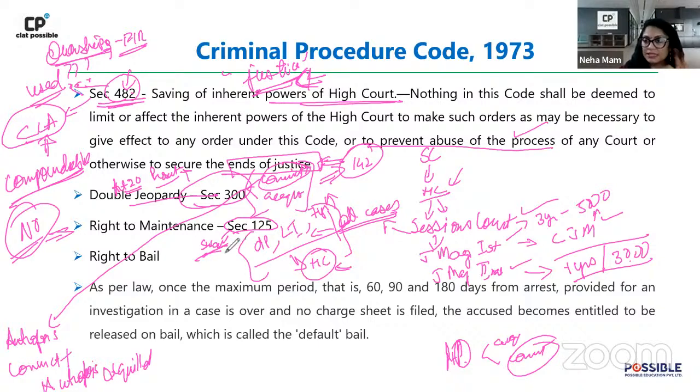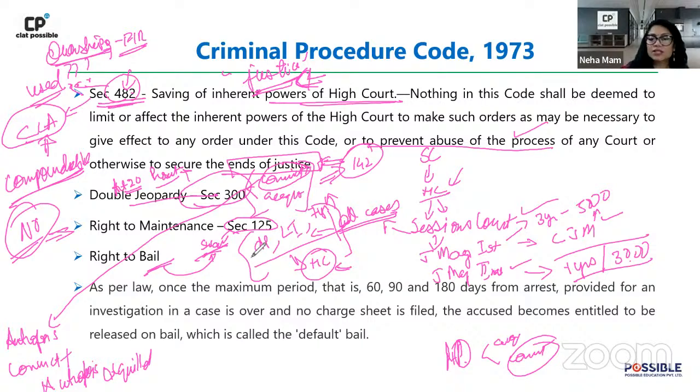So if you are not maintaining any of these three, and if they are dependent, and they have no other means of sustaining themselves, then the wife, children, or parents can file a case against you to claim maintenance, right? So under Section 125 your right of maintenance is a substantive provision under CRPC. Similarly, your right to bail is also a substantive provision, right? So you have the right to bail.